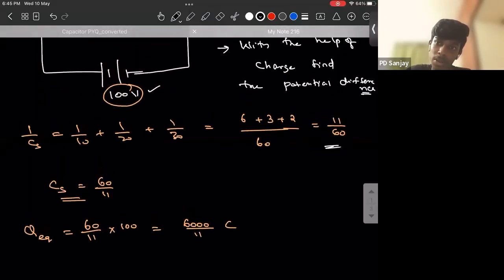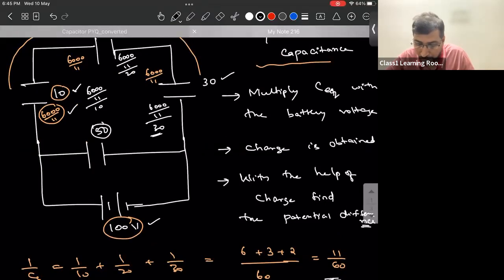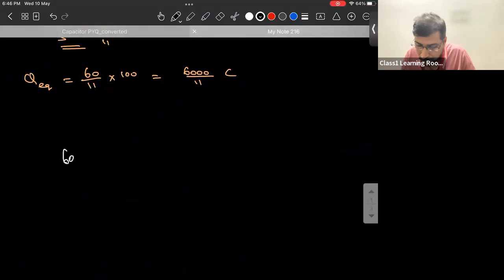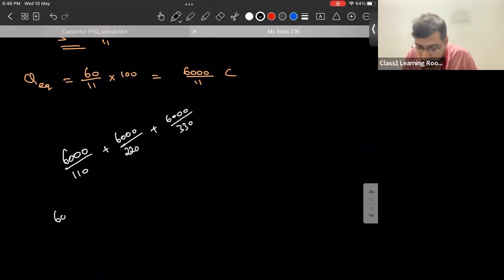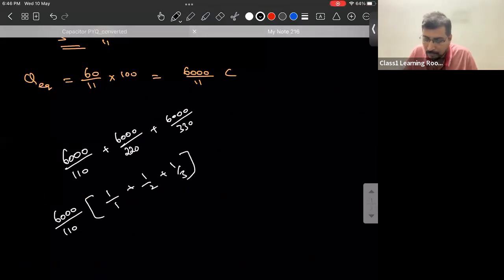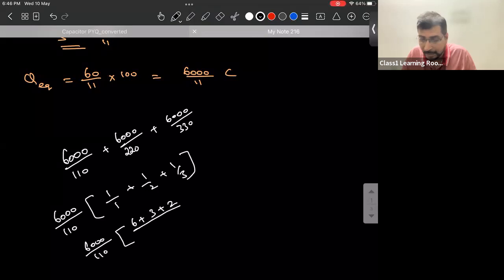So what's the final potential difference? That you have to calculate and see. Here it is 6000 by 110. Here it is 6000 by 220. And here it is 6000 by 330. So what you can do is, 6000 by 110, if you take it out, you will get 1 by 1 plus 1 by 2 plus 1 by 3. So 6000 by 110 into, if you take LCM, you get 6 plus 3 plus 2, the whole divided by 6 itself. So this thing is 11.